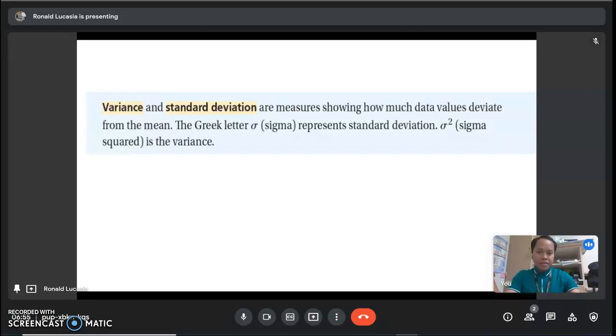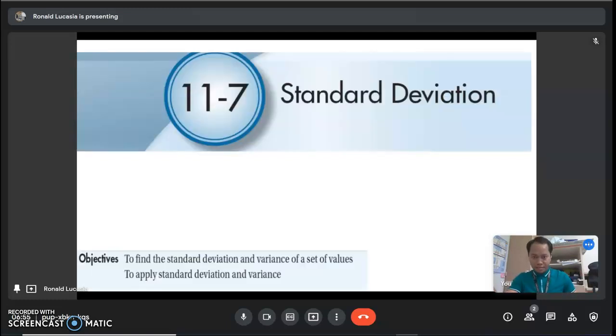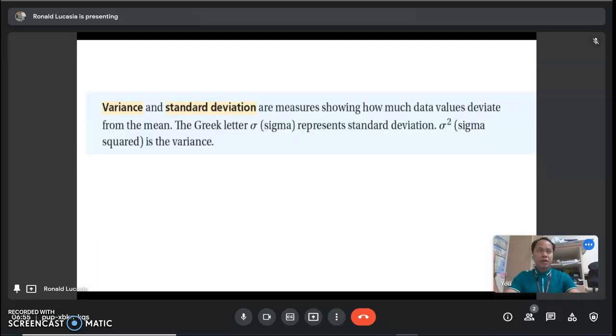Good afternoon, students. Today's video is about standard deviation. And at the end of this video, you must be able to find the standard deviation and the variance of a set of values. So in our previous video, we talked about quartile and interquartile.